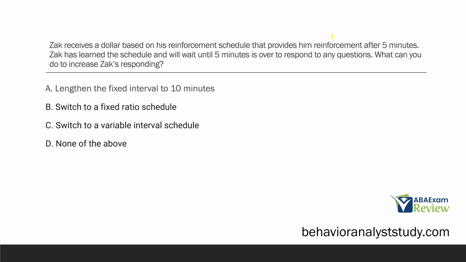So here we've got a very basic reinforcement schedule which appears to be an interval schedule. Why is it an interval schedule? Well, it's based on time. Zach is getting $1 based on his schedule, and he gets that reinforcement after 5 minutes. So we can assume we're looking at some sort of fixed interval 5-minute schedule.